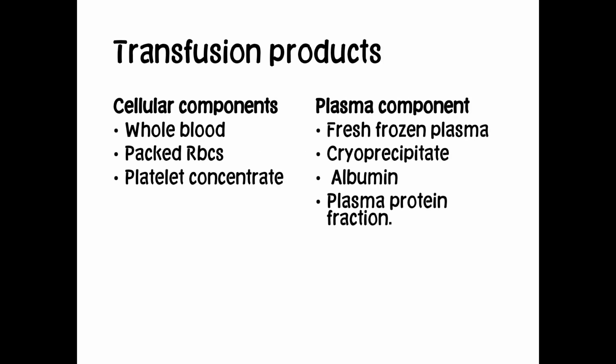The major transfusion products include cellular components and plasma components. Under the cellular components, we have whole blood, packed red blood cells, and platelet concentrate. On the plasma components, we have fresh frozen plasma, cryoprecipitate, albumin, and plasma protein fraction.